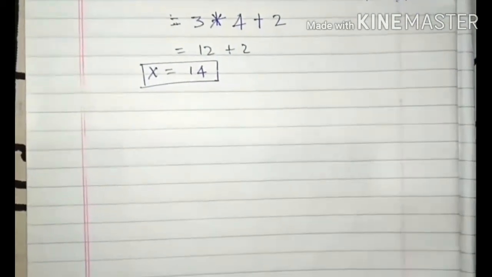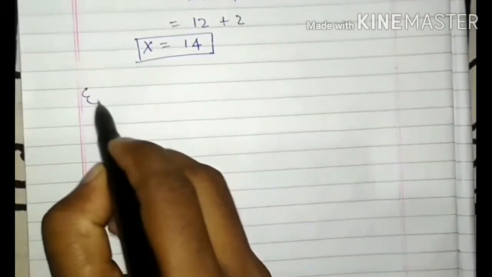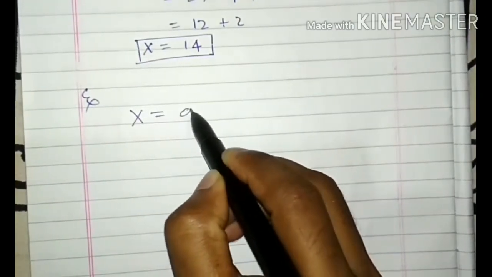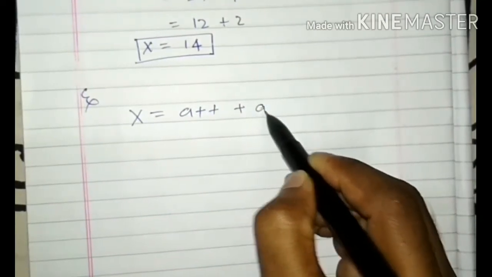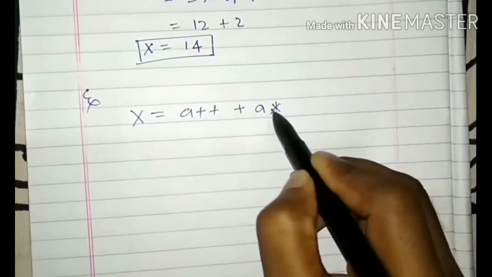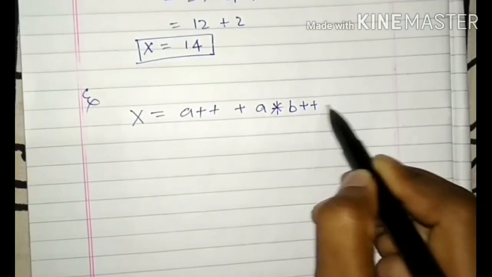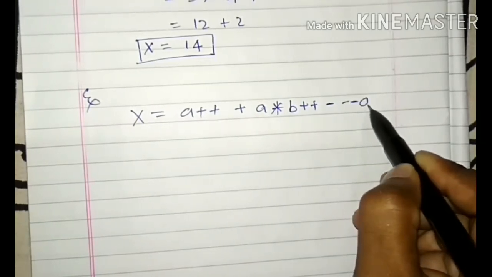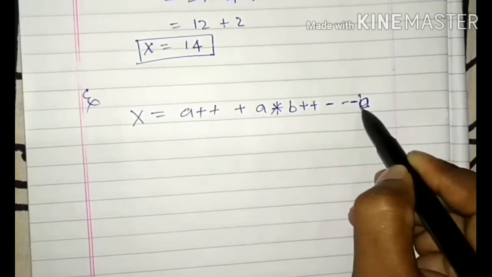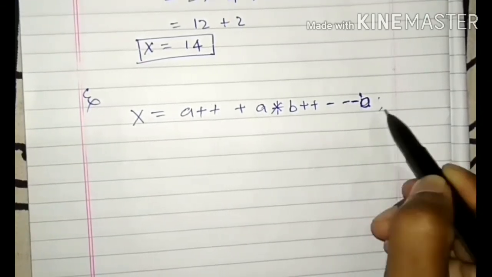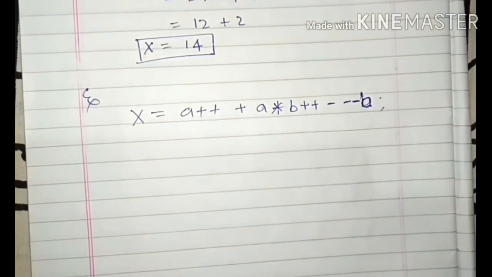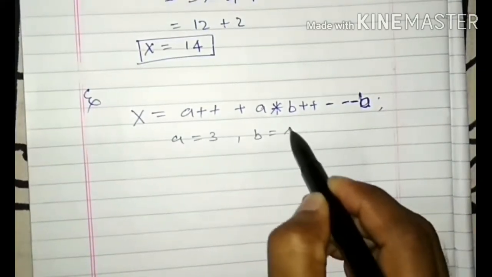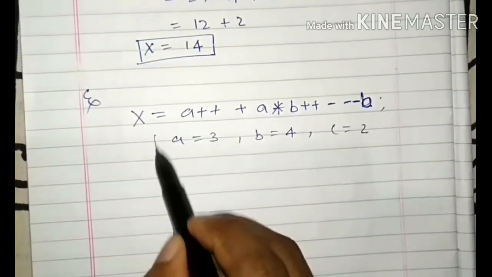Let me use another example. Okay, the other example is like, suppose I'm using x is equal to a plus plus plus a multiply by b plus plus minus minus b. Okay, this is the expression that we have to calculate. And same values: I am taking a is equal to 3, b is equal to 4, and c is equal to 2. This is the value.